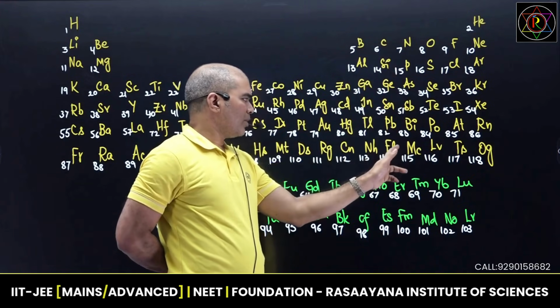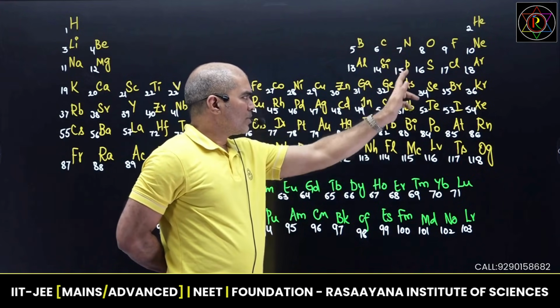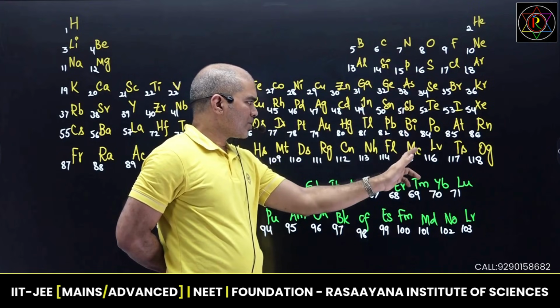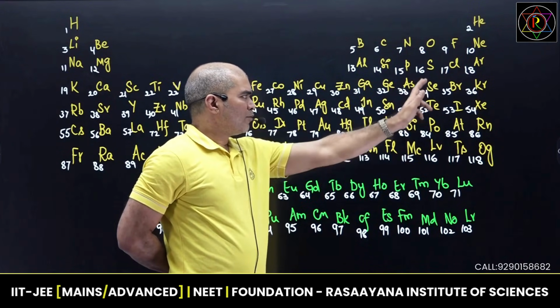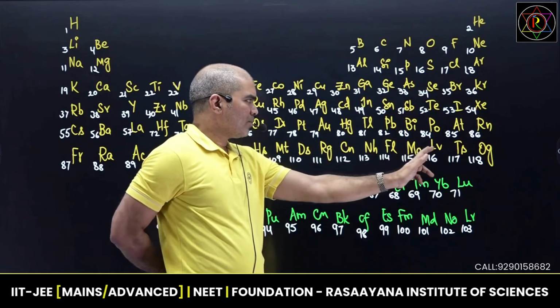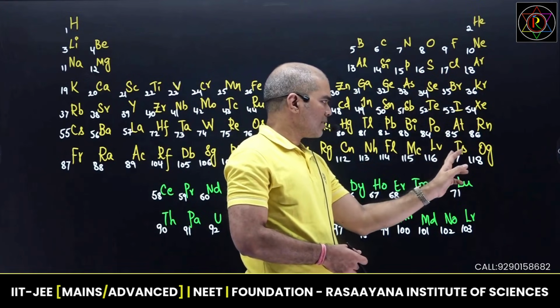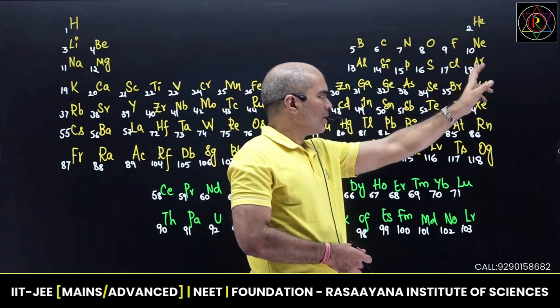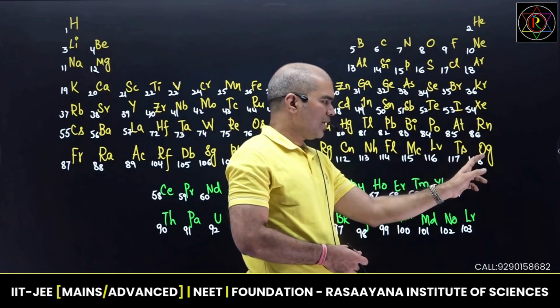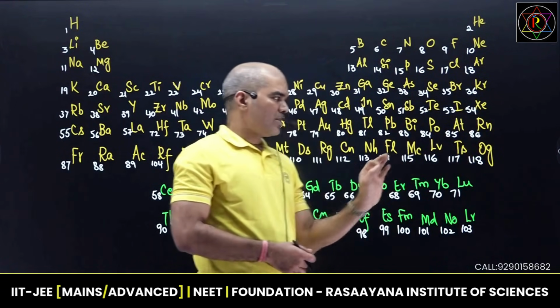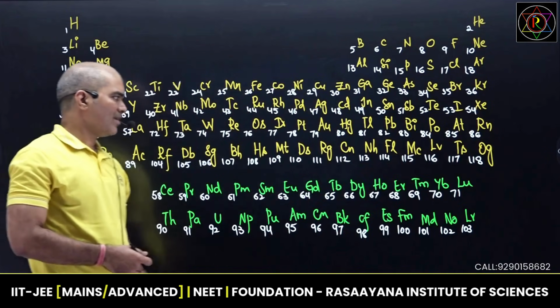tin, lead, flerovium; nitrogen, phosphorus, arsenic, antimony, bismuth, moscovium; oxygen, sulfur, selenium, tellurium, polonium, livermorium; fluorine, chlorine, bromine, iodine, astatine and tennessine; helium, neon, argon, krypton, xenon, radon and oganesson. So oganesson is the last element, 118.